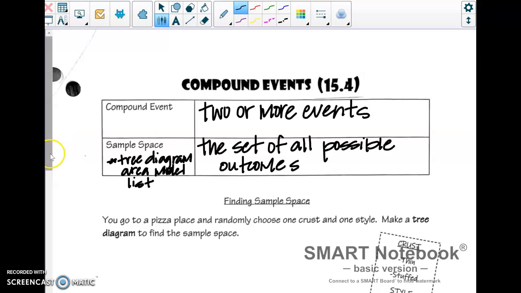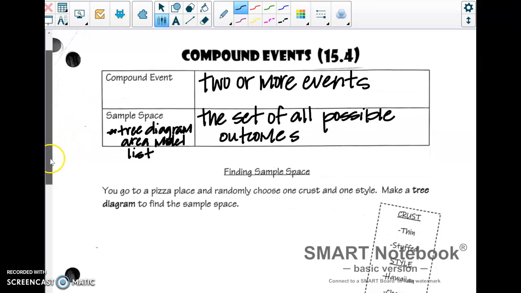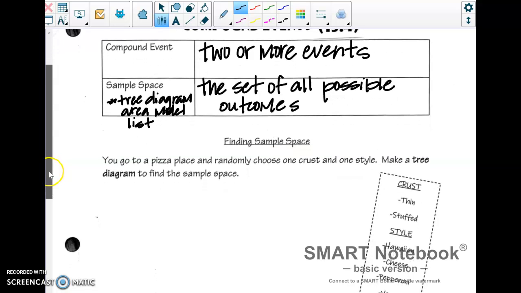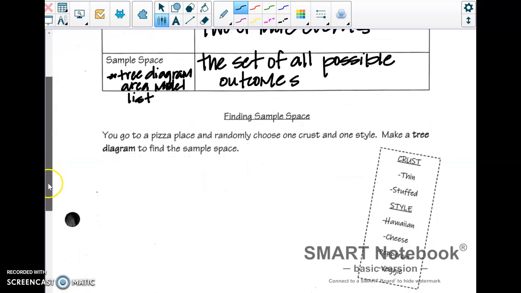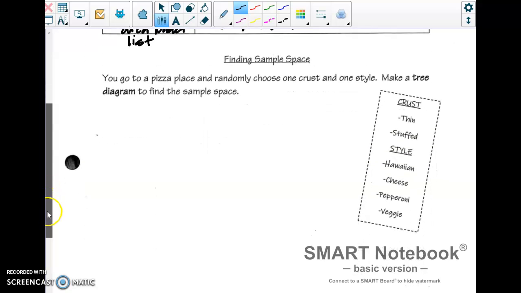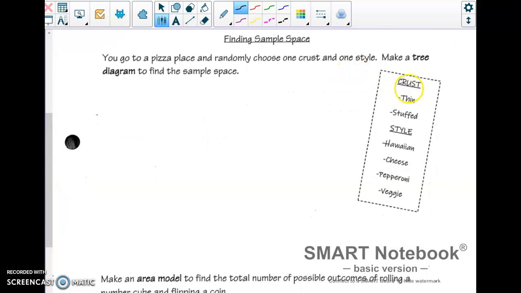So for example, let's say you go to a pizza place and you randomly choose one crust and one style. So you don't care what kind of pizza you get. You just want one crust and one style. So if you look at their menu here, their crust options are thin or stuffed. The style of pizza you can get is either Hawaiian, cheese only, pepperoni, or veggie. So those are the options you're going to just randomly choose.